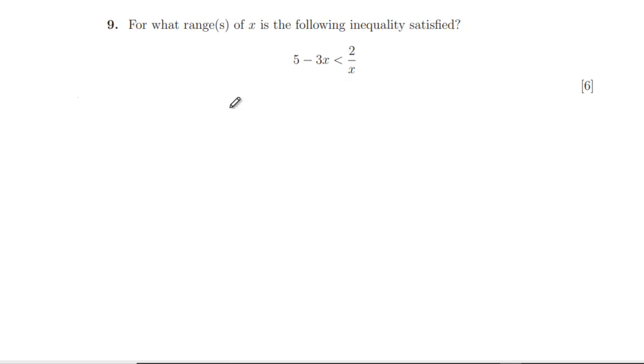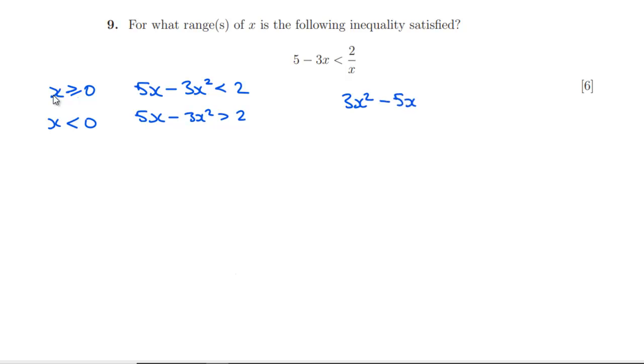So question 9, we just have to solve this inequality. Okay, so for x greater than or equal to 0, we've got that 5x minus 3x squared is less than 2. For x less than 0, we've got 5x minus 3x squared is greater than 2. So let's set up our quadratic then. So we'll have 3x squared minus 5x plus 2 equals 0. We'll get the roots on this. Is that going to factorize? Yeah, I think it will.